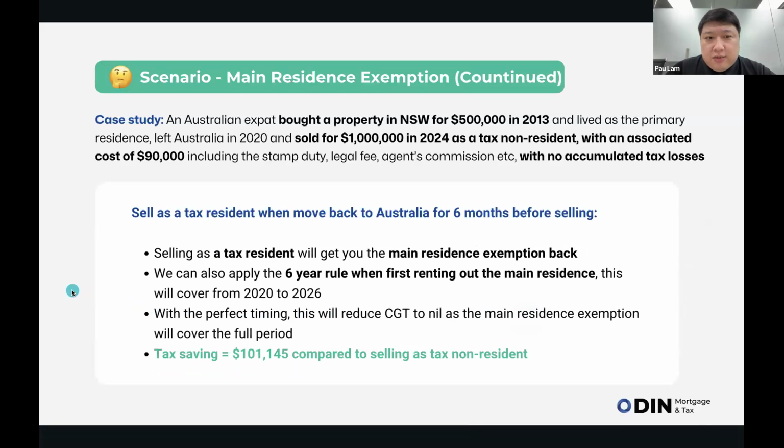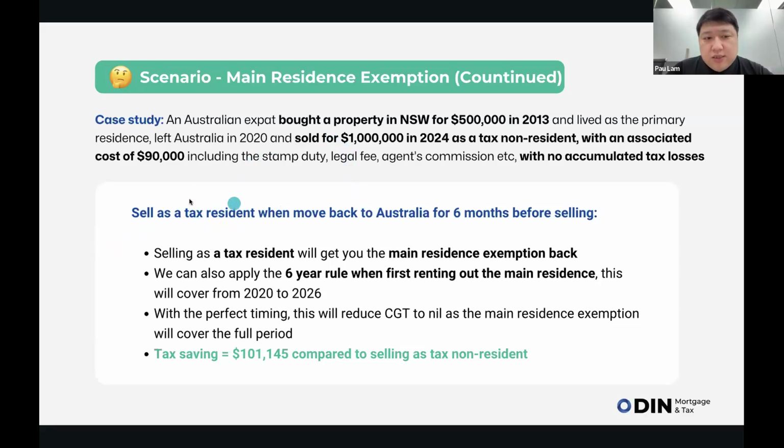You should try to hold the property and try to sell as a resident when you move back to Australia. Say for 6 months, make yourself the criteria, the condition that we are looking at here. The scenario is the same, but the condition we are looking at here is you come back and sell the property as a tax resident.